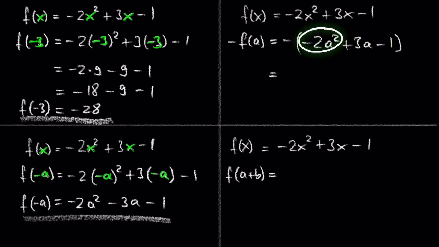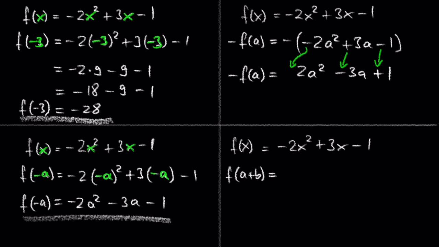Negative 2a squared becomes 2a squared. 3a becomes negative 3a. And negative 1 becomes 1. So negative f of a equals 2a squared minus 3a plus 1.